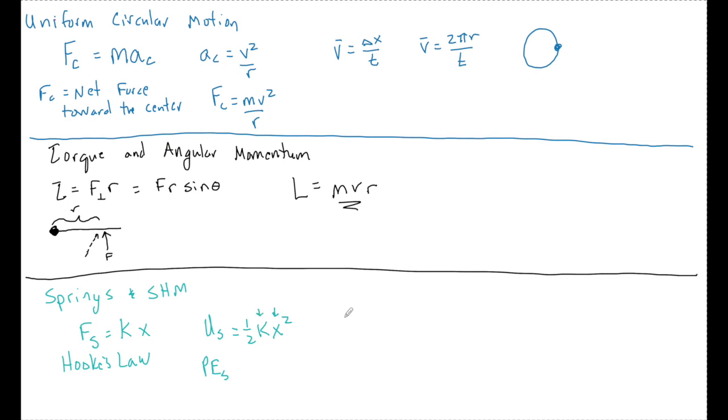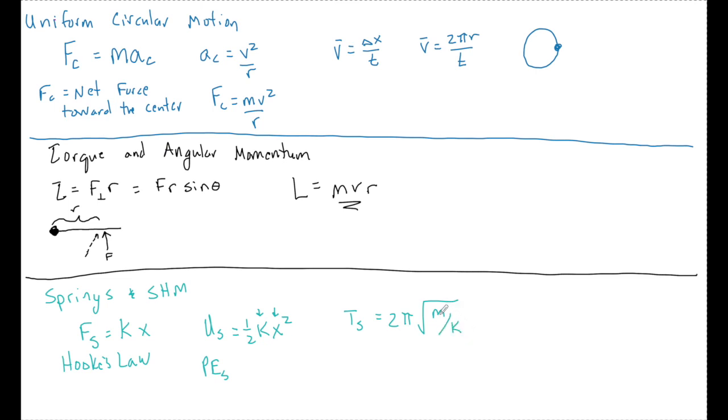For simple harmonic motion, guys, the period is how long it takes to complete one full cycle, as you know. And the period of a spring is equal to 2 pi times the square root of m, the mass, divided by k.